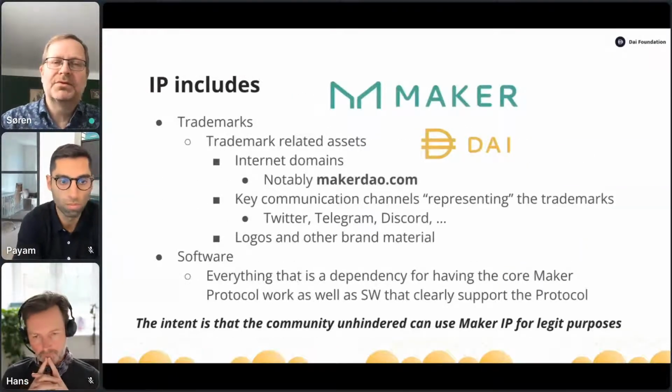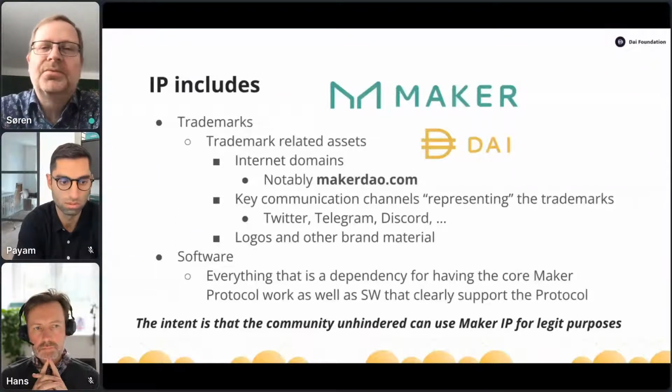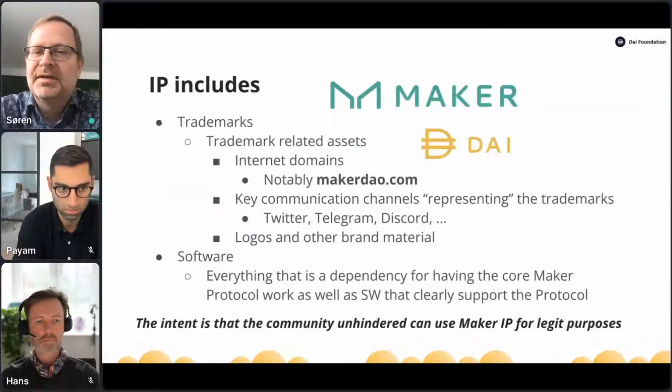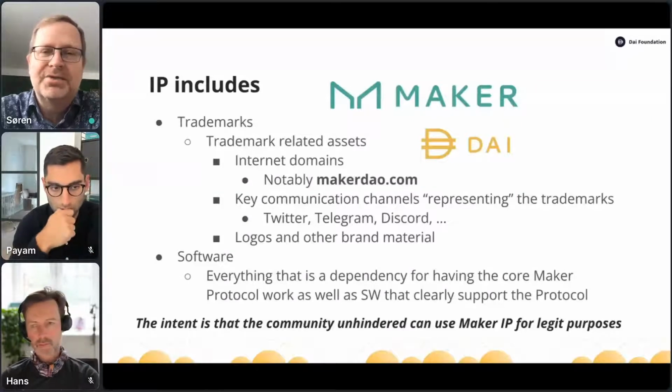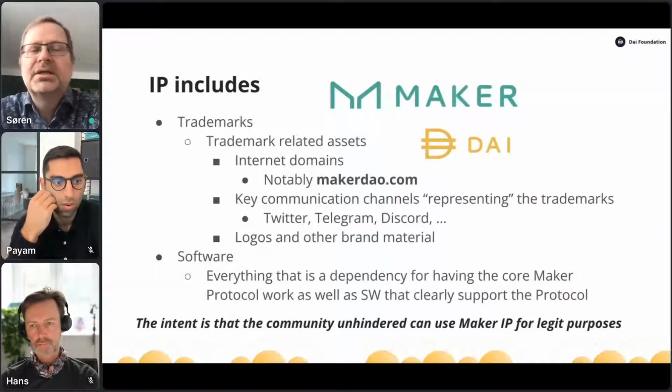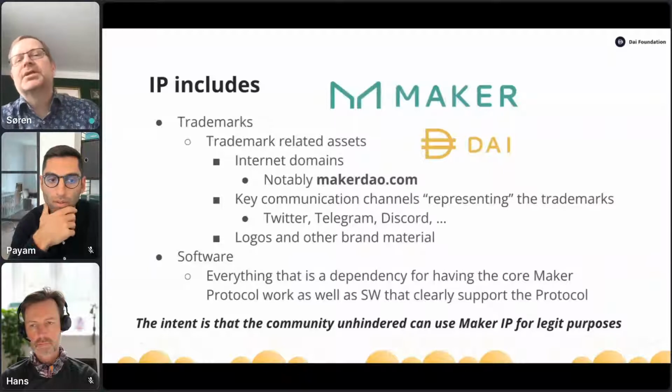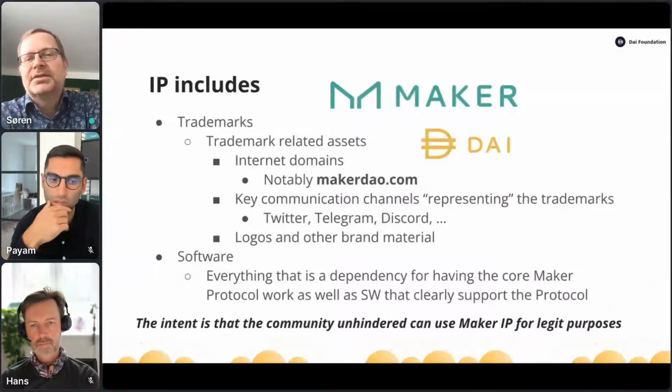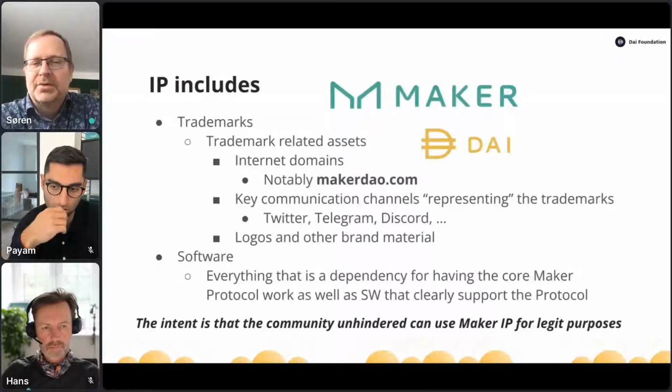And just also quickly to recap, what kind of IP is it then Dai Foundation holds? Again, the flagship are the trademarks, the Maker and Dai trademarks, and then the associated internet domains that utilize the trademark names in some kind of way. The most known, the MakerDAO.com.